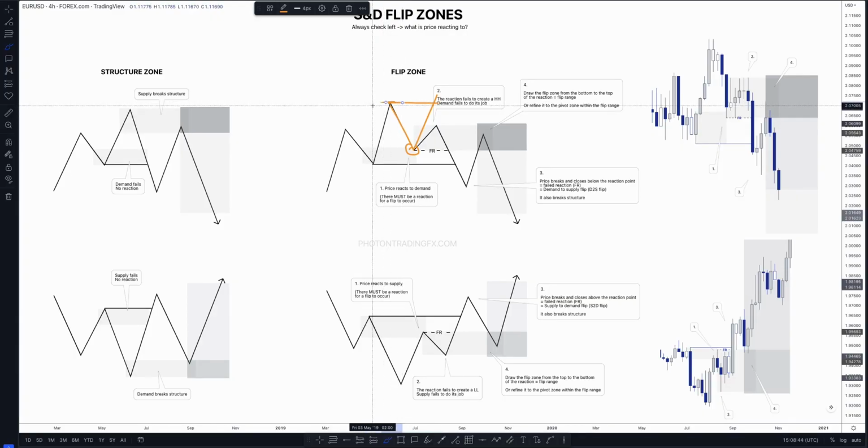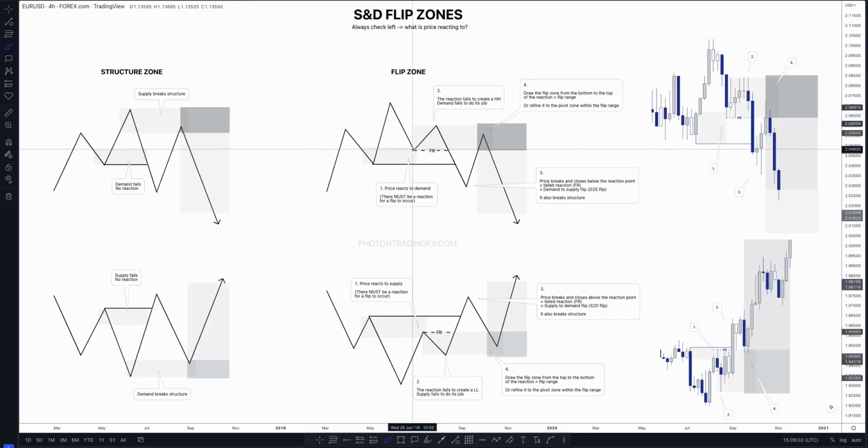Now, ideally, you want to see it cause price to break and close above that high, okay? But if you get a wick break, you could argue it's kind of half done its job. And that will become important in a minute, okay? In this instance, price comes into the demand and it does react.